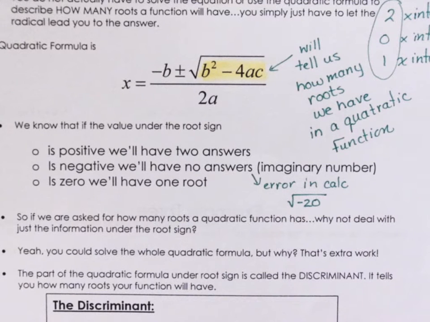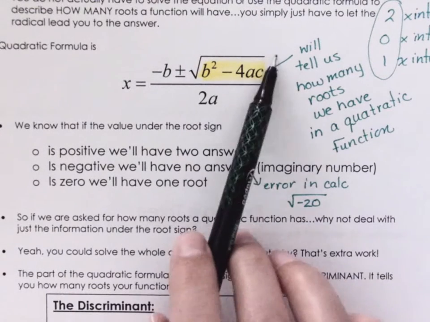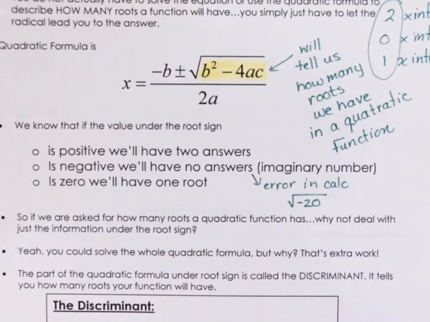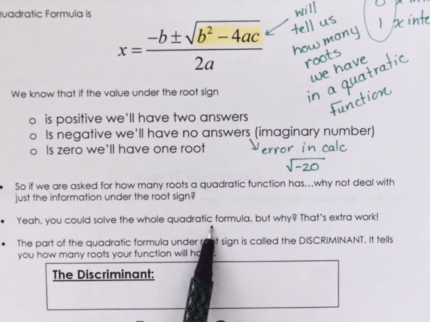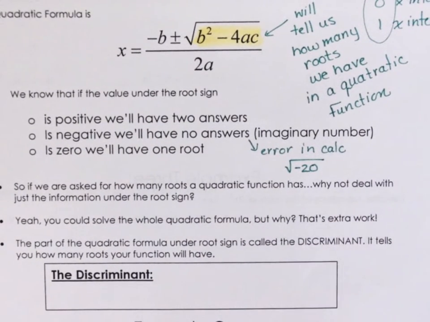It's pretty easy. So if you're asked how many zeros a quadratic function has, why not deal with just the information under the root sign? So there are 2 different types of question. Where are the roots? That means you have to plot them. You'll use your whole quadratic formula for that. If I ask you how many roots, you're just going to use the discriminant here. You could solve the whole quadratic formula, but why? That's extra work.